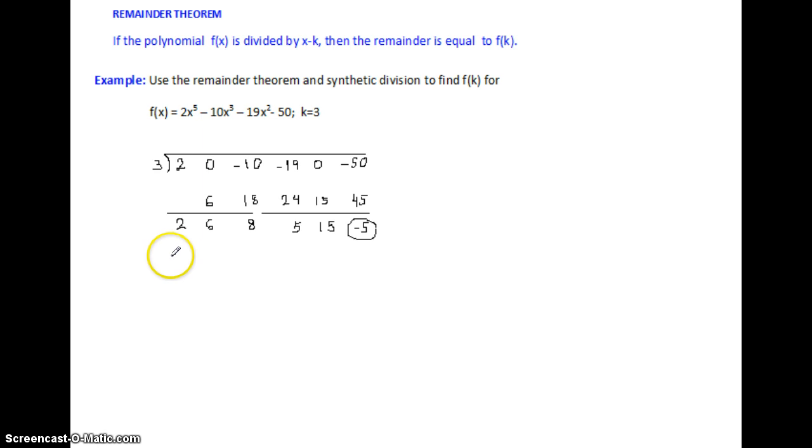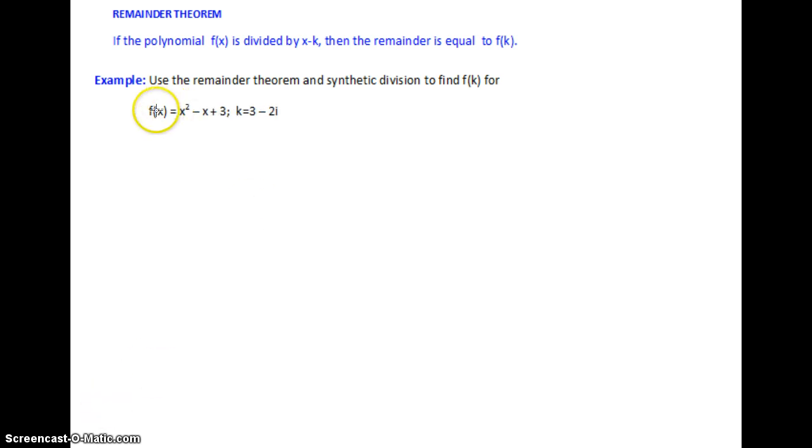We know from the remainder theorem that f of 3 is negative 5. f of k equals the remainder of dividing by x minus k. This is a different method to evaluate the function. The other way is just to substitute x with 3, and you see that lots of evaluating will be involved because you have to raise 3 to the 5th power, then to the 3rd, multiply many times. Synthetic division is a simpler method to evaluate functions.